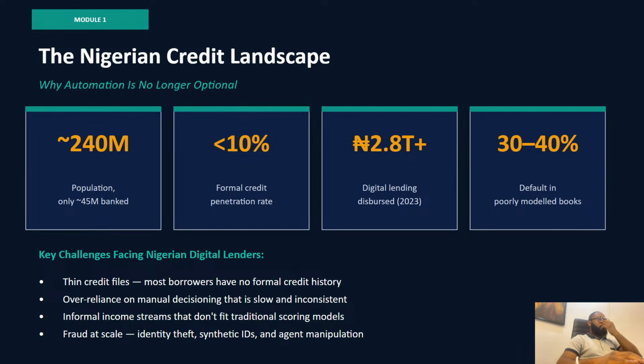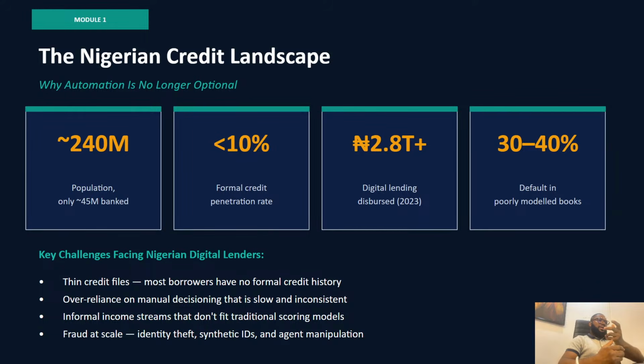Moving on. In the digital lending space alone, as at 2023, the total disbursement value is around 2.8 trillion naira. And for this disbursement in this digital lending category, they have about 30 to 40 percent default rate, which is as a result of poorly modeled books.